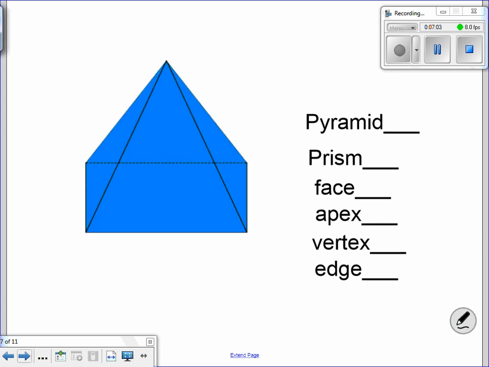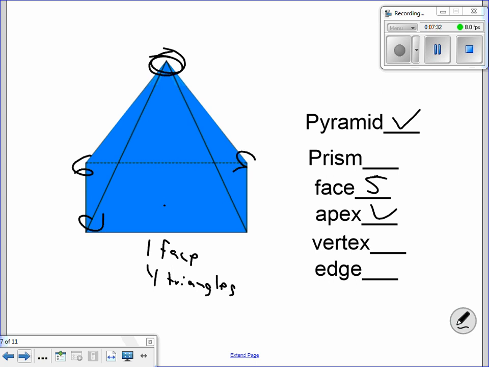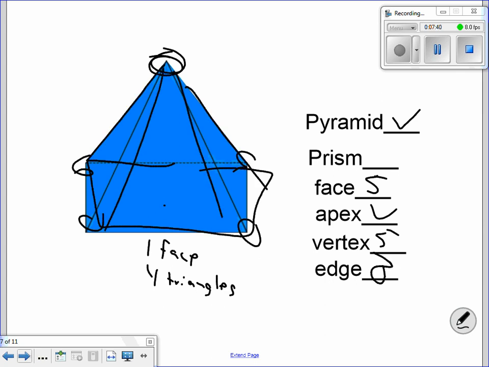Let's keep going here. Square pyramid, okay? Apex, check. How many faces? I have a square at the bottom, which is 4 sides, so I have 1 face for my base. How many triangles would be going up then? I would have 4 triangles going up, which means I have 5 faces. How many vertices? 1, 2, 3, 4, 5. How many edges? I have 4 on the bottom. I have 4 going up, which means I have 8.